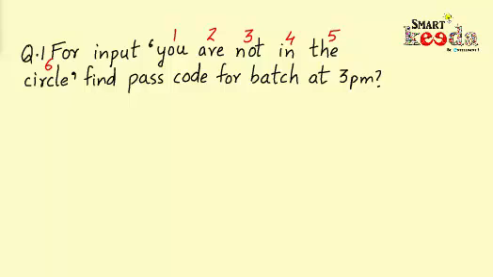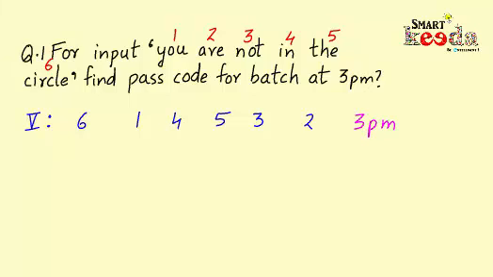circle by 6. Now as we know from the initial example, the batch which works at 3 p.m. is batch 5. And now we will note down the numbering of the passcode for batch 5 from the initial example, which is 6, 1, 4, 5, 3 and 2. And we have taken the numbering of batch 5 because its work begins at 3 p.m.